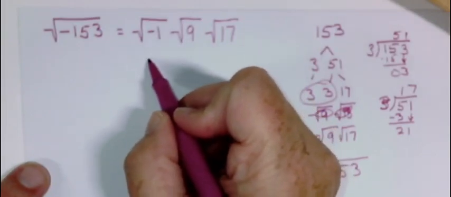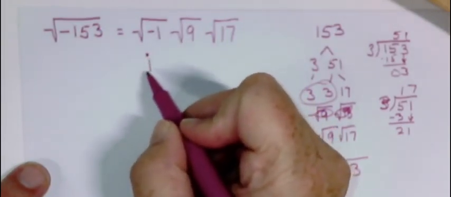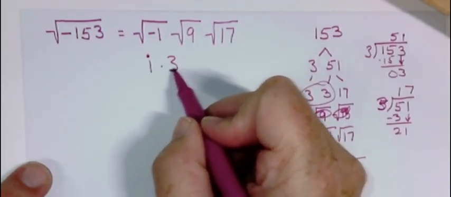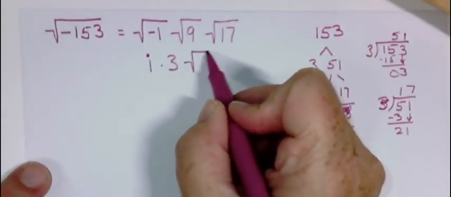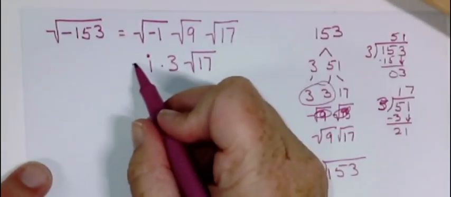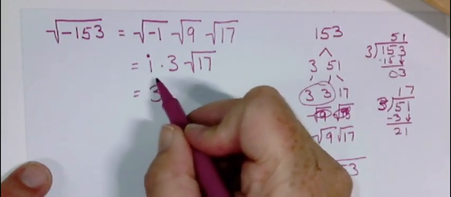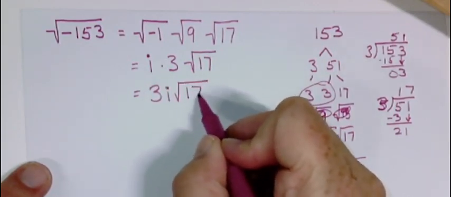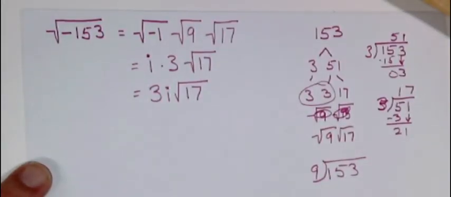The square root of -1 is i, the imaginary number. The square root of 9 is 3. And the square root of 17 is an irrational number, so it will stay the square root of 17. And then we always rewrite this with the integer, the imaginary, and then the irrational. And that's my simplified answer.